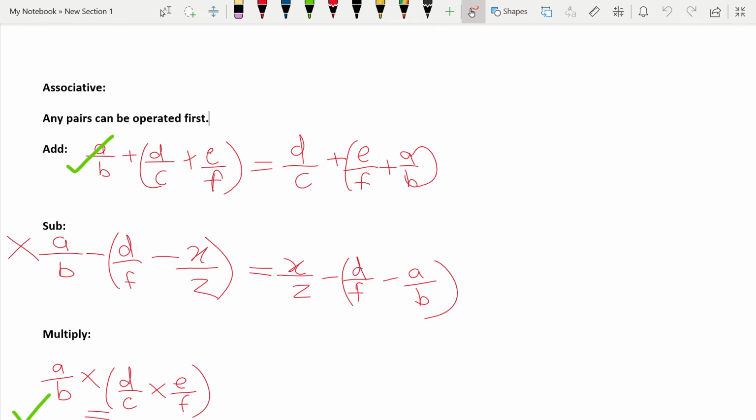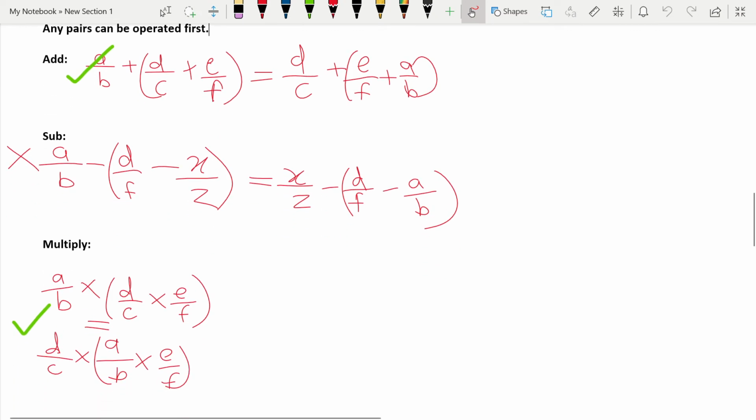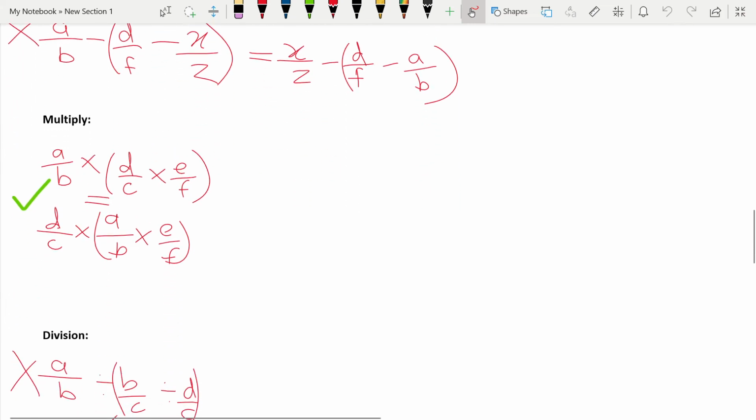Now subtraction though is not right, because a by b minus d by f minus x by z, and if you do d by f minus x by z first, and then if you do x by z minus d by f minus a by b, and then do d by f minus a by b first, it's not going to equal up. Okay, you can try those on your own to make it simpler.